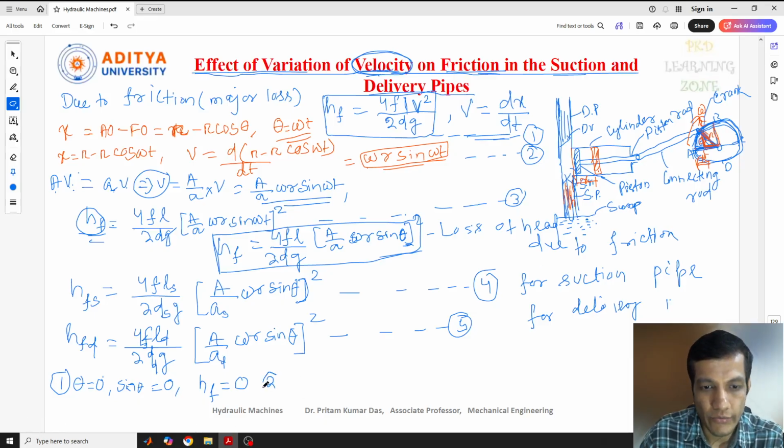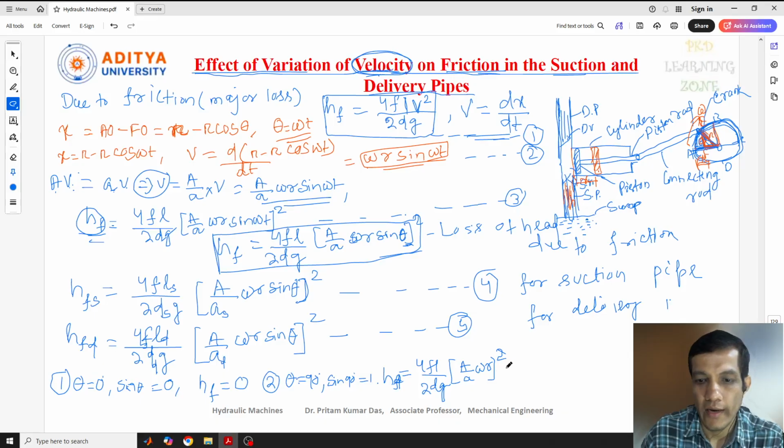The second condition: when theta equal to 90 degree, a partial movement of the piston has taken place. So sine 90 equal to 1. Then we get the same thing, HD or HF equal to 4FL divided by 2DG, into A by a, and omega r, whole bracket square.